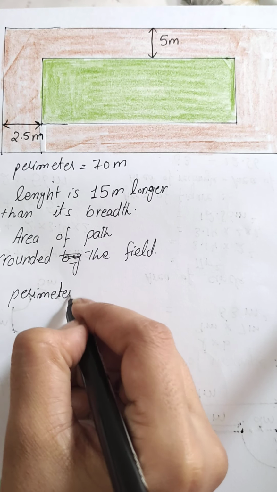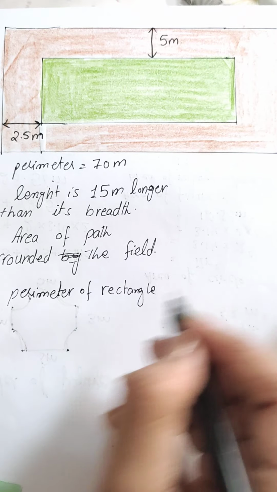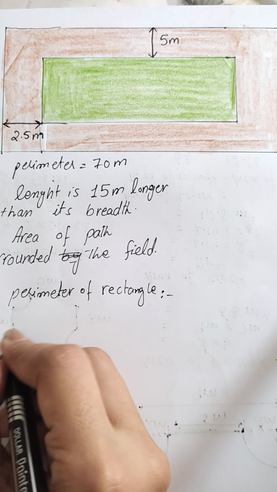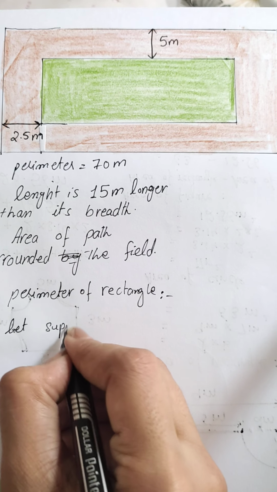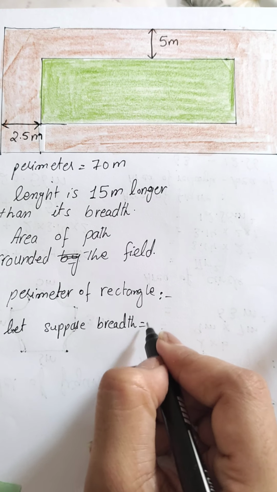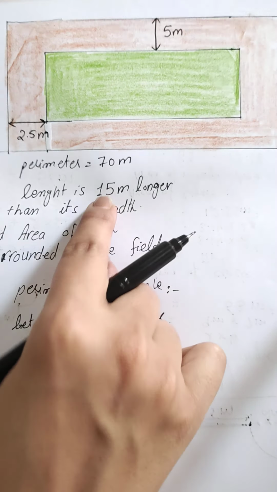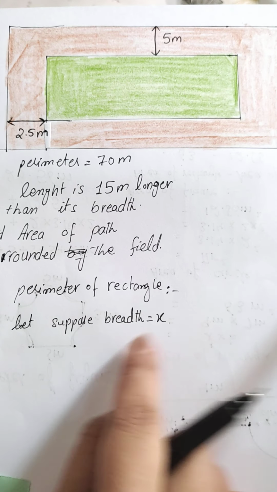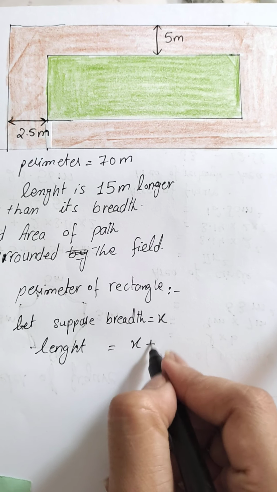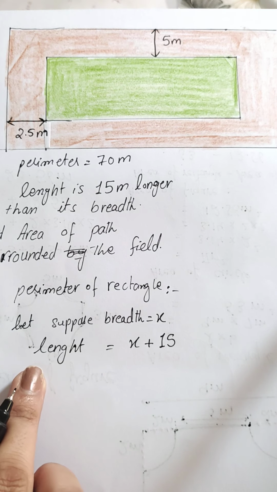Perimeter of a rectangle. Let's suppose the breadth is equal to x. So what will be the length? Length is 15 longer than breadth, so length is equal to x plus 15. Whatever the value of x, we just add 15 and you will get the length.